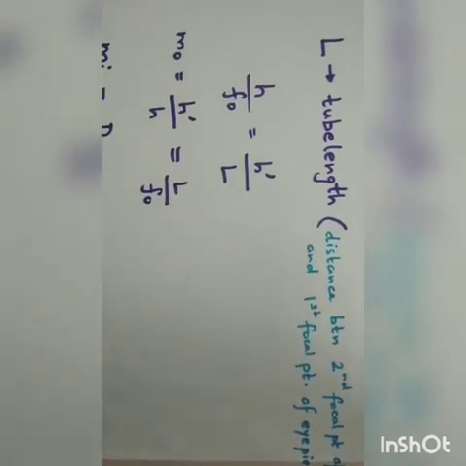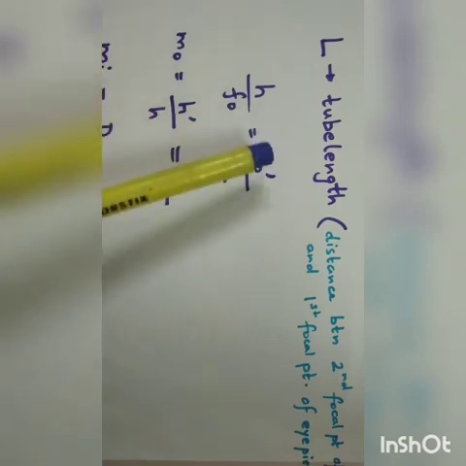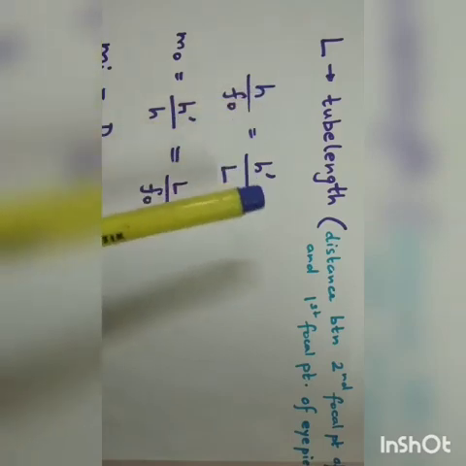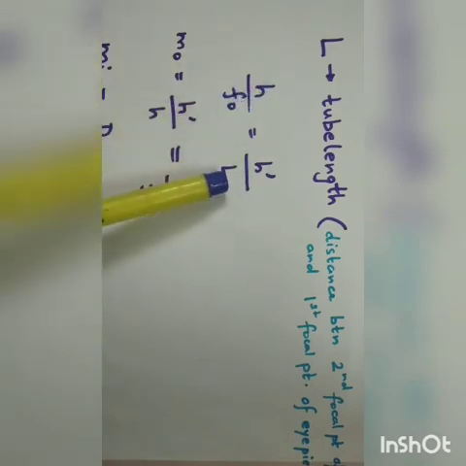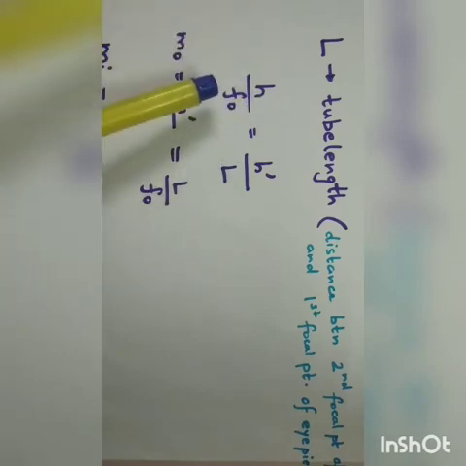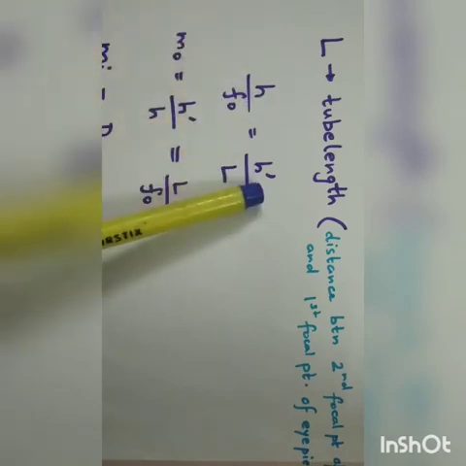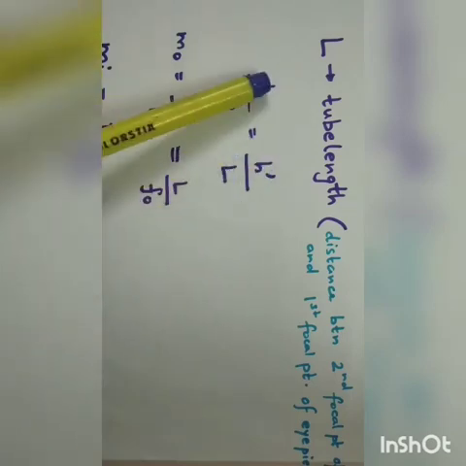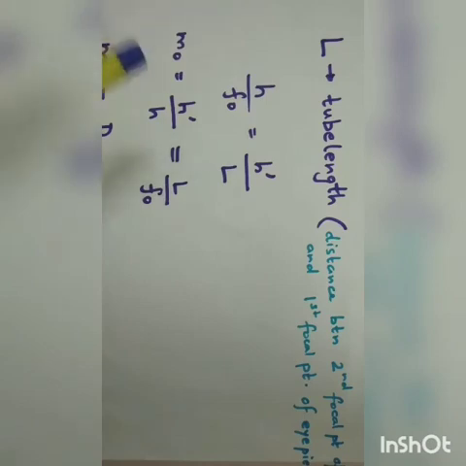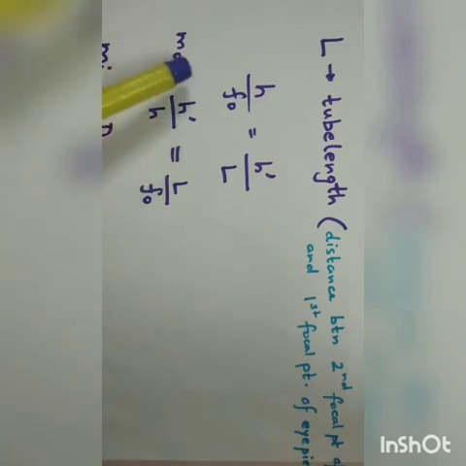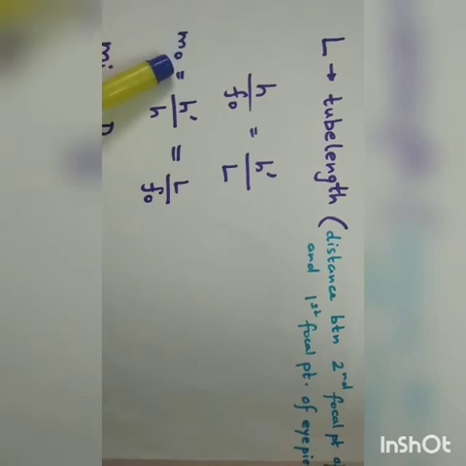And we know that magnification m is equal to h dash by h, height of image by height of object. MO stands for the magnification of the objective lens. So h dash by h is equal to L by FO. Cross multiplying, bringing h here and taking L here, h dash by h is equal to L by FO. h dash by h is the magnification of the objective. Okay, so we got the magnification of the objective.